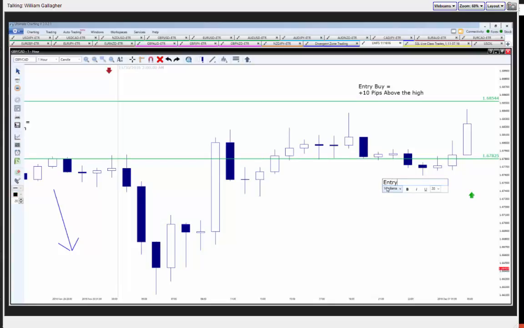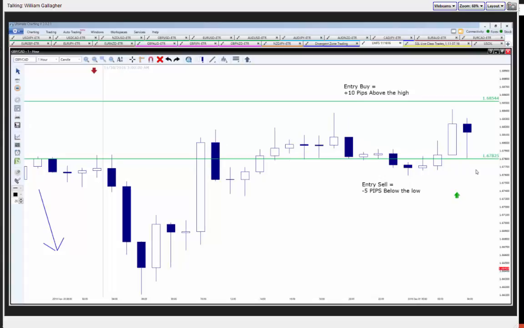That's going to be our entry sell. It's going to equal minus 5 pips below the low. Okay, so let's see what happens here. We have our 2 pending orders. We're not in the market until we get triggered. Let's see what happens here.